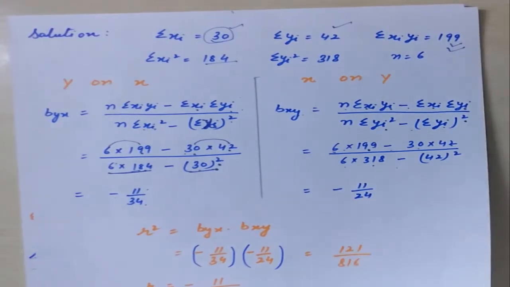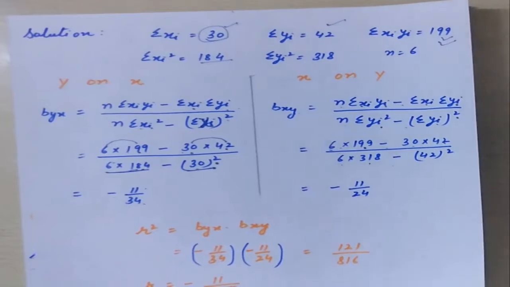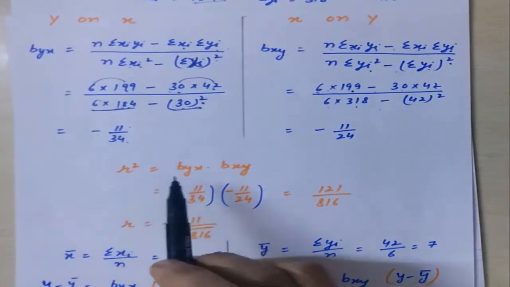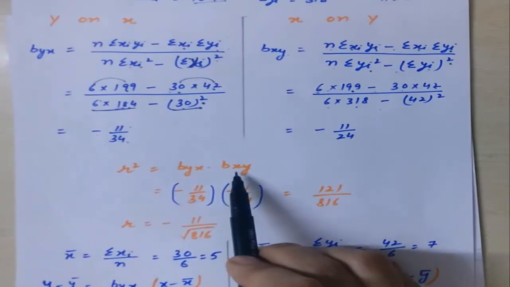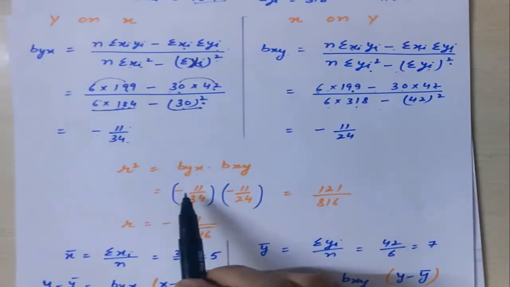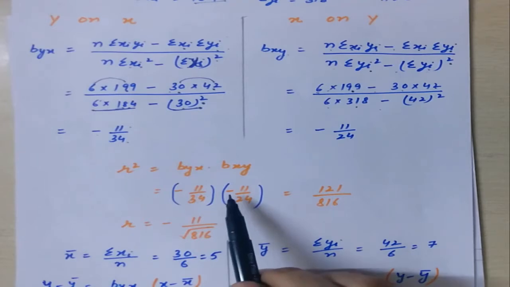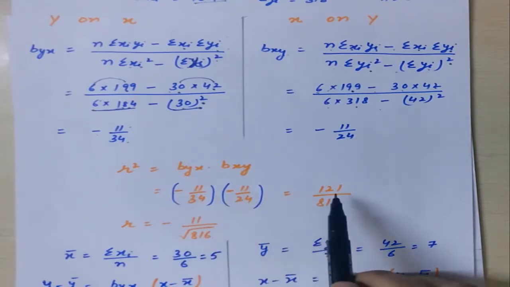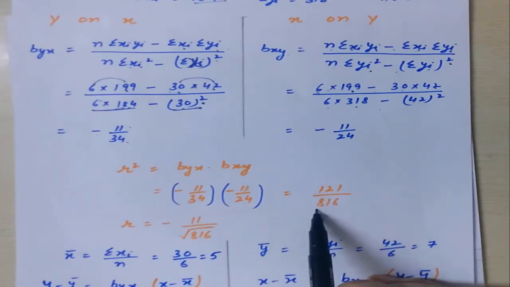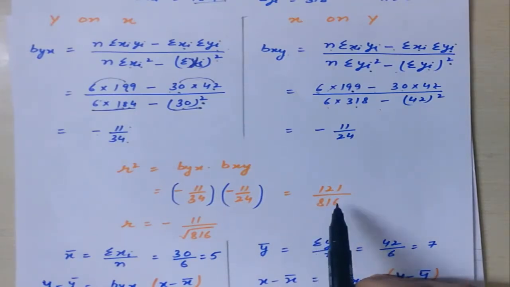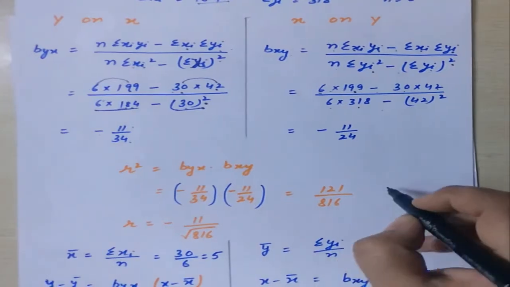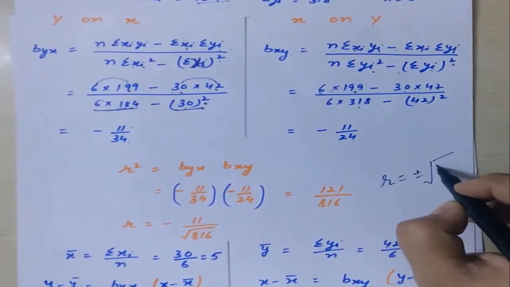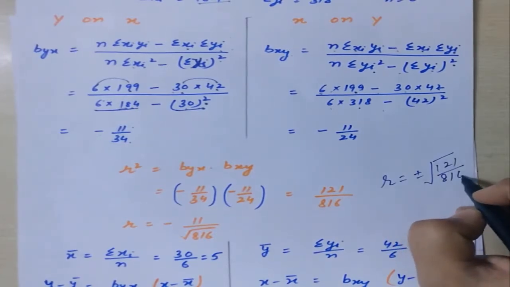Now we have to find the coefficient of correlation. The formula is r square is equal to byx into bxy. Put the values: minus 11 upon 34 into minus 11 upon 24. Minus minus plus, the value is 121 upon 816. Now r square is equal to this, so find the value of r. It will be equal to plus or minus under root of 121 upon 816.